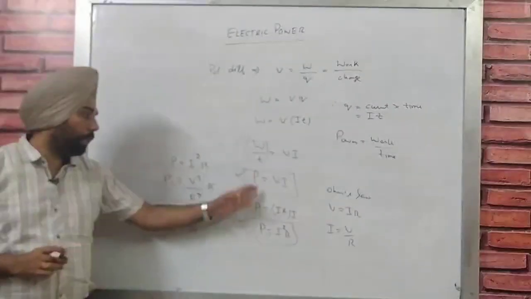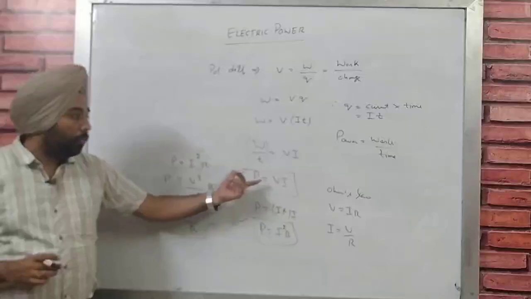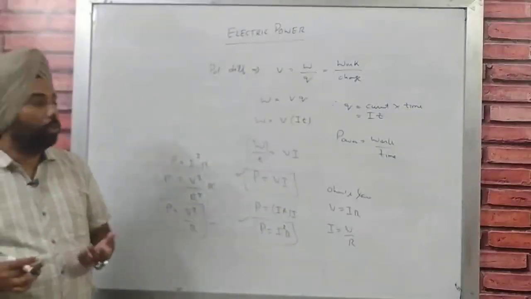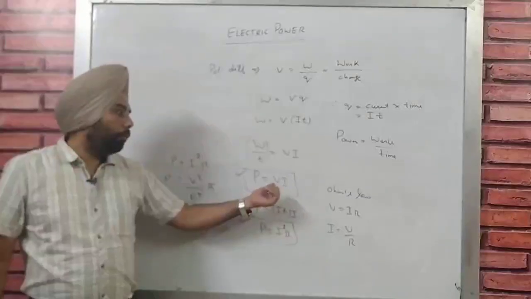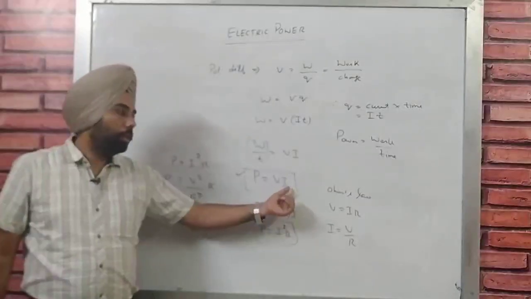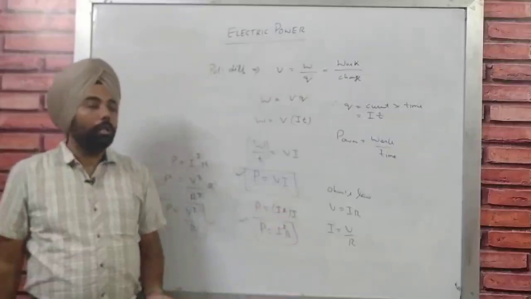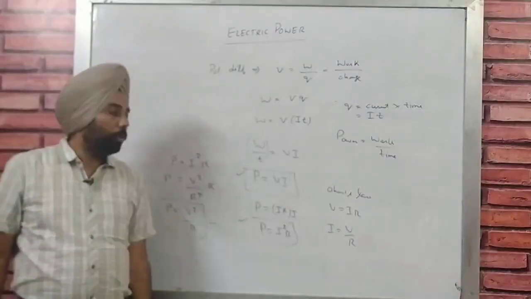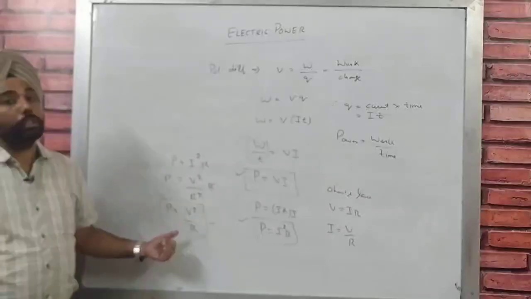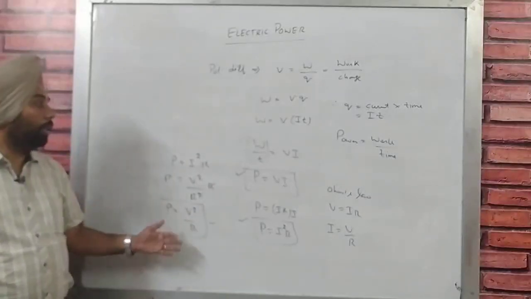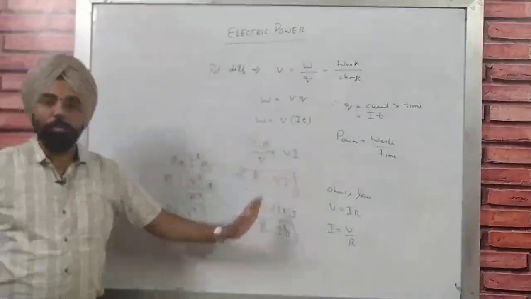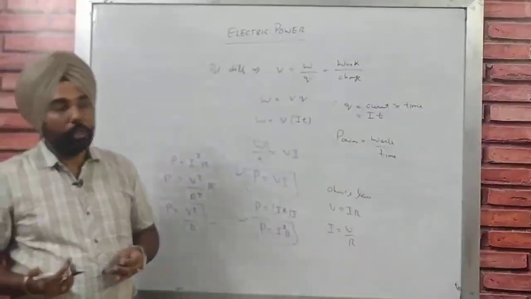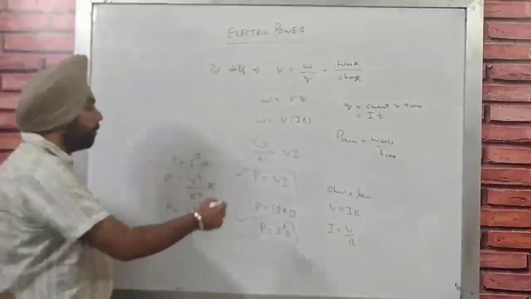Now these formulas are very easy, and why do we use three formulas? Because according to the numerical, whatever values are given to us, if the potential difference and current are given, we can use that formula. If we are given current and resistance, then we can use that formula, and if the potential difference and resistance are given, then we can use that formula. So that is how we can modify the electric power formulas.